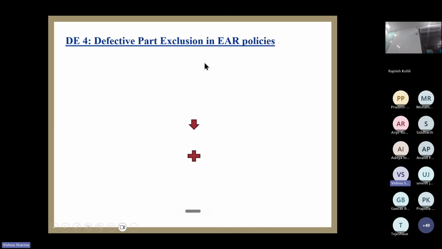Now what is D4? D4 is defective part exclusion. Only the part which is defective in design, that is not paid, rest everything is paid.